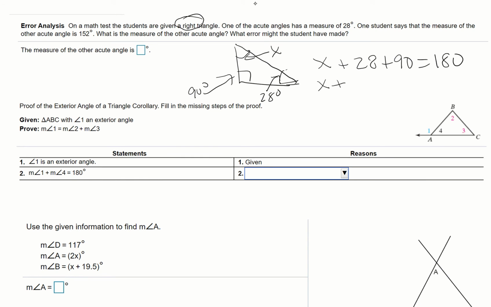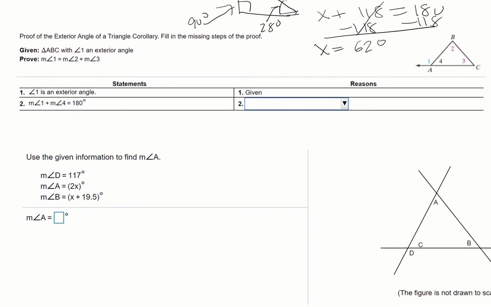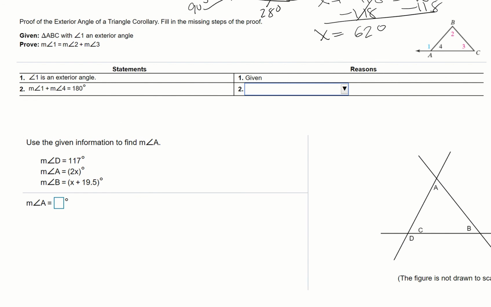We have x plus, let's add these up together, 118. So these two angles add up to 118, so then this has to make up the rest, right? So we'll subtract 118 on both sides, and that gives us the rest. So we have 62 degrees. That means that other angle has to be 62 degrees. And so we'll say that the student made a mistake for sure. It's definitely not 152. It's much closer to 62 degrees. That's the first example. So now let's look at a proof example.